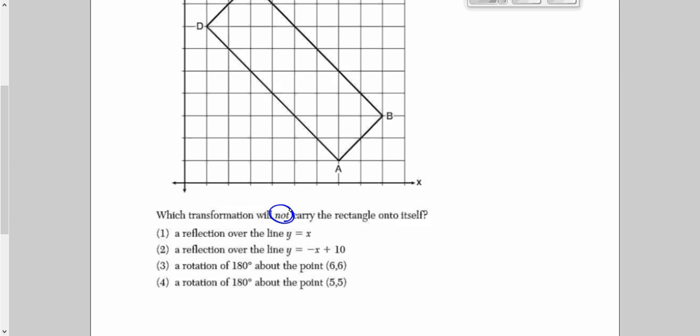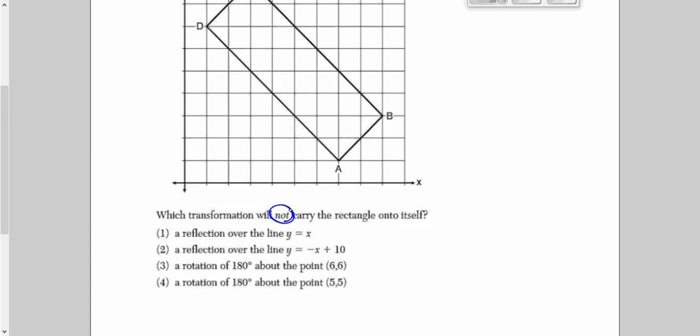I think it's 2. I think it's 3 again. You think it's 3? Or 4? Any takers for 1? No, definitely not 1. Who said 3? 3 is correct.